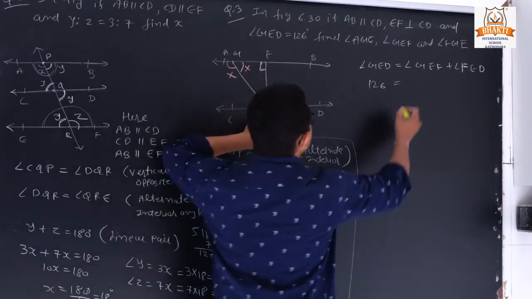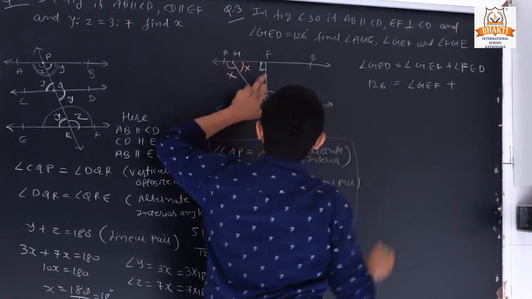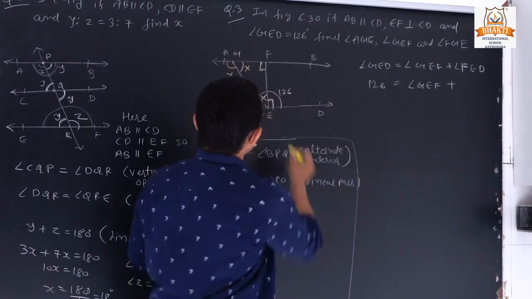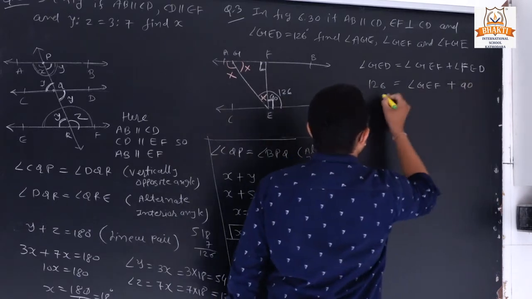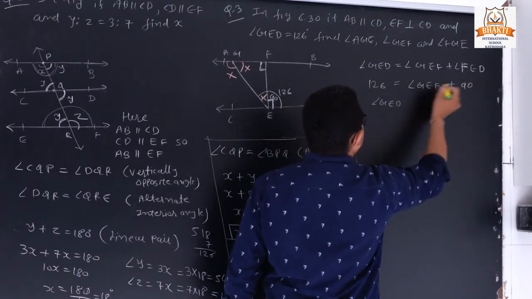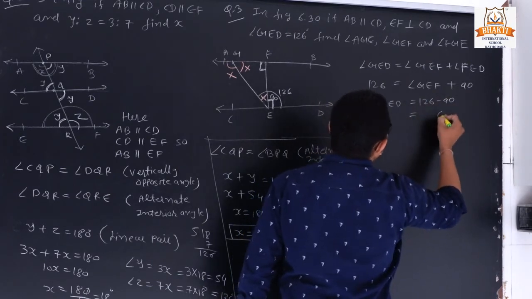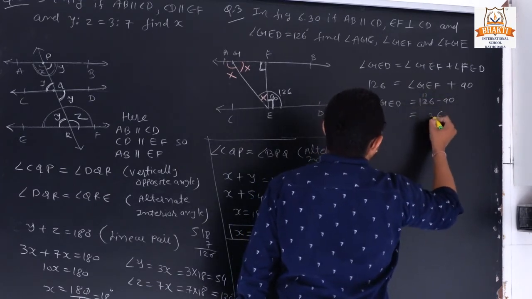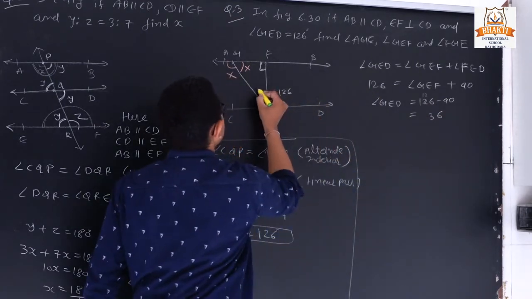We need to find angle GEF. GEF plus FED is 90 degrees here, so we can subtract GED. This is going to the second side, so it becomes minus. 12 minus 9 is 3, so it is 36. So this angle is 36 now.